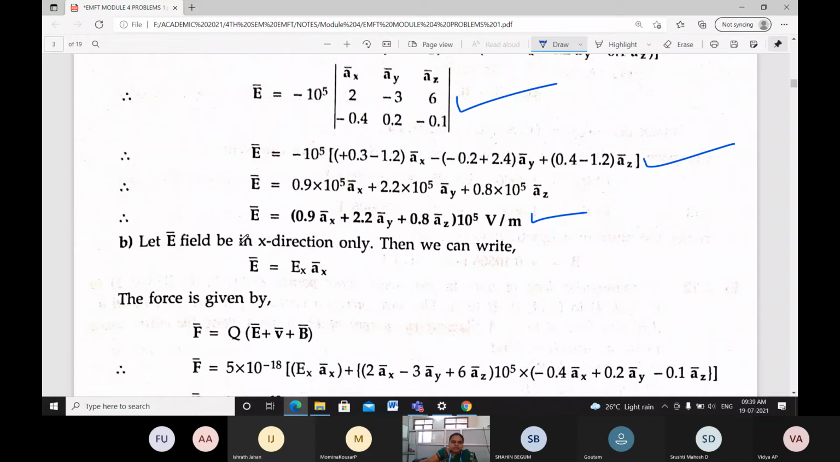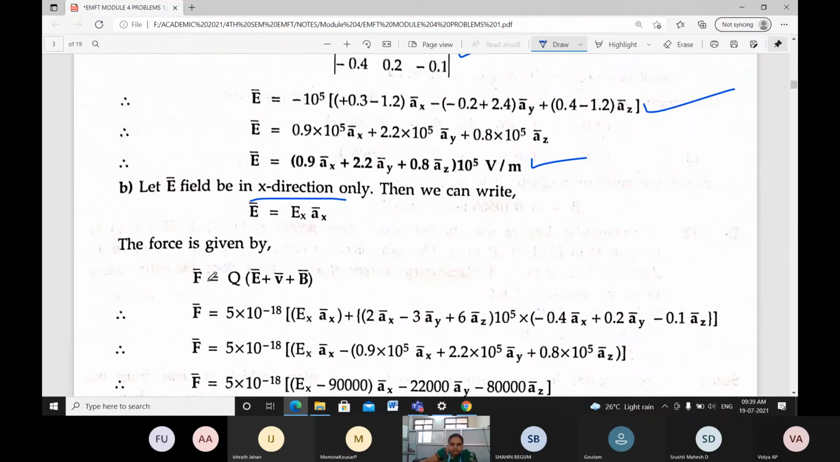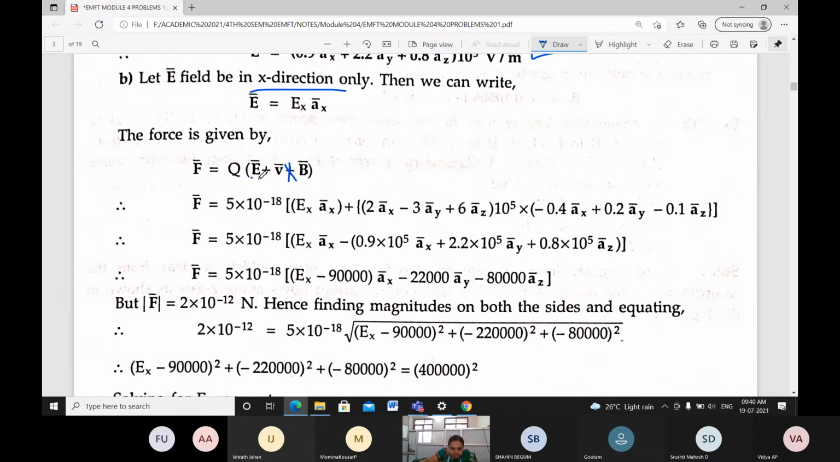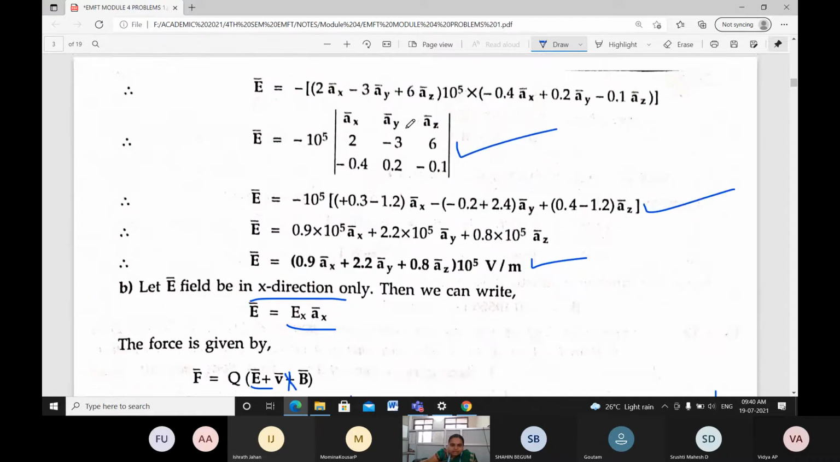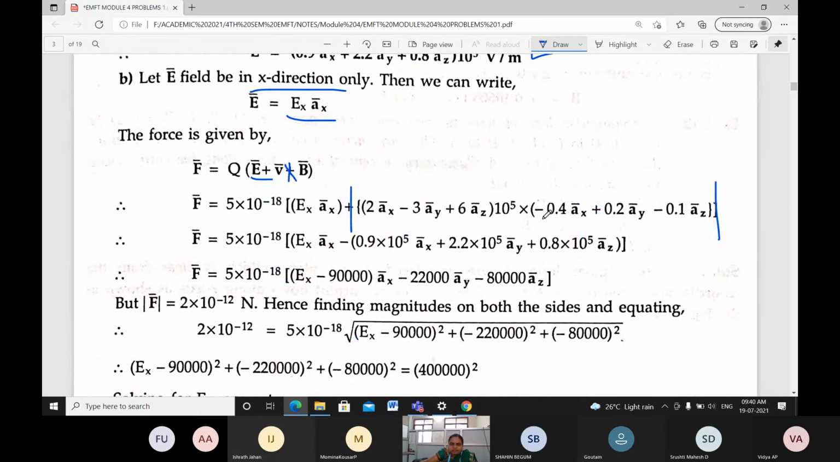Next, we asked for in the x direction what is the electric field intensity. That is E is going to be now Ex into ax. Means F is going to be equal to what? Q times (E plus V cross B). Make this correction here. It's a cross with B. Right? What is E now? We want E in the ax direction, Ex in ax direction. For that reason, here written E in terms of ax, Ex into ax. Okay. Then we know this is the determinant value. Previously we calculated that part, that you have to substitute directly here.